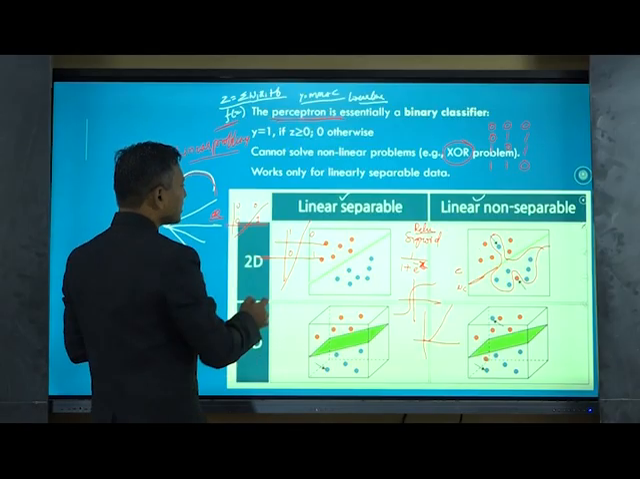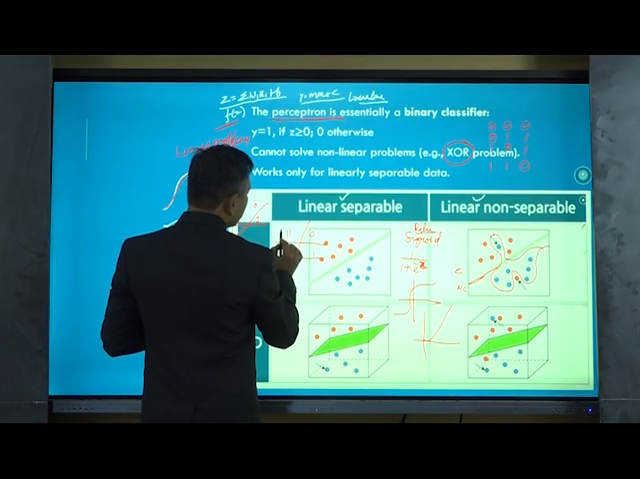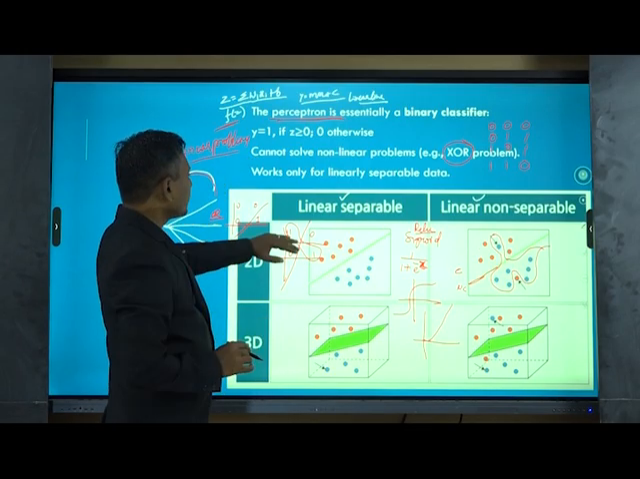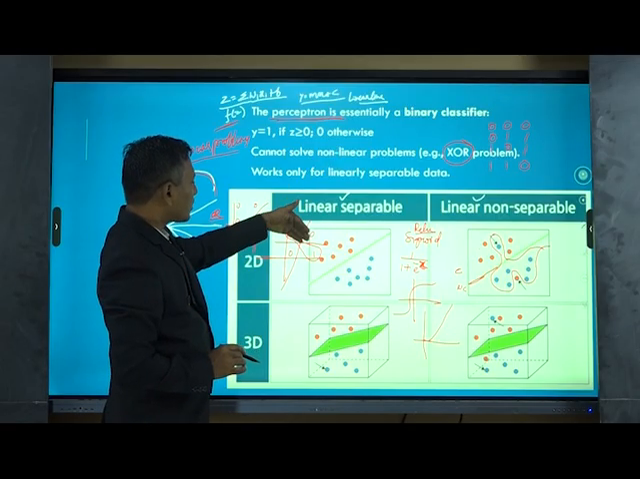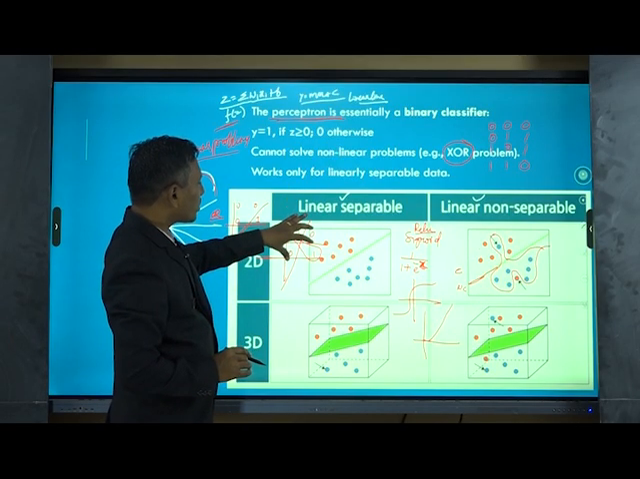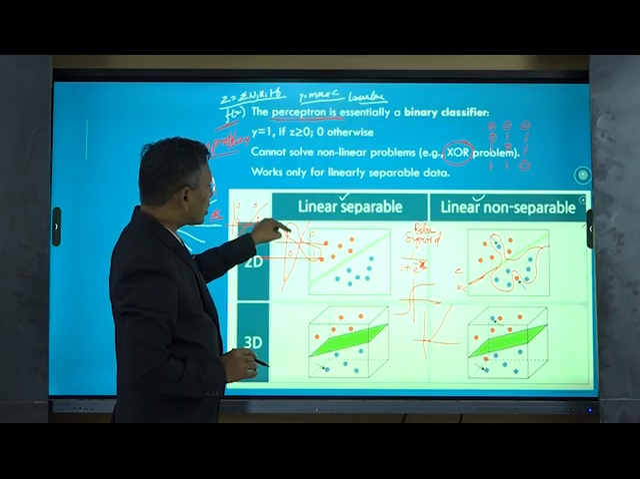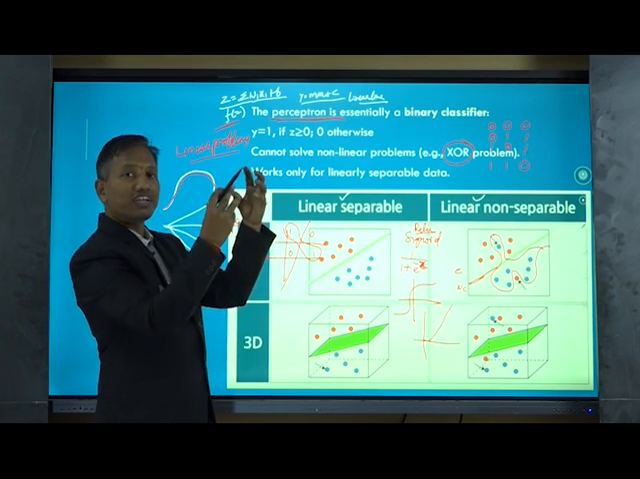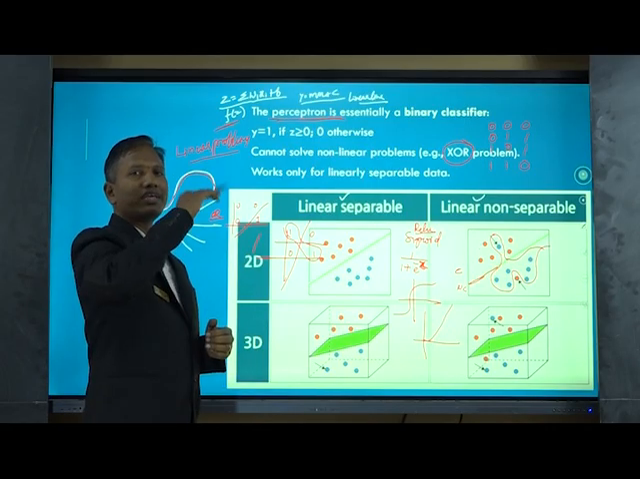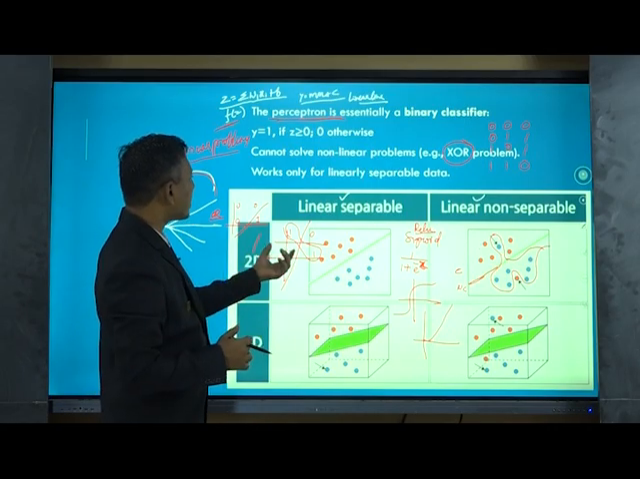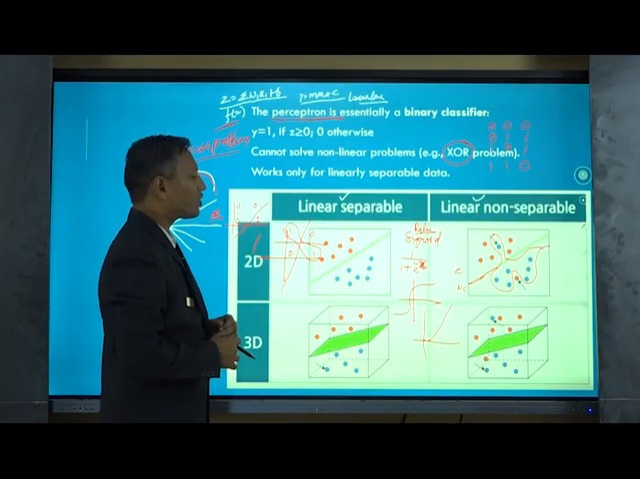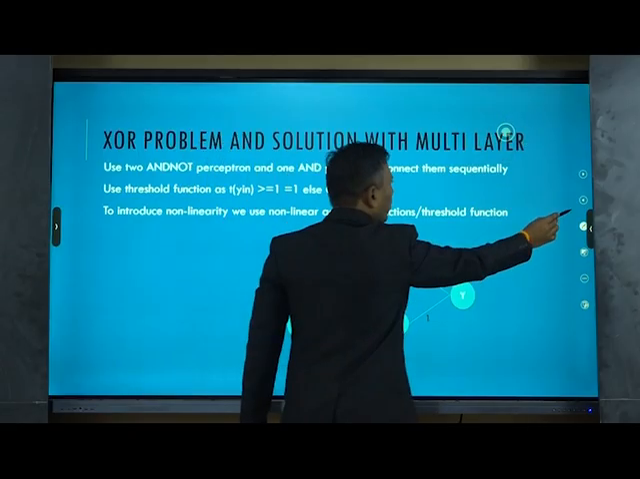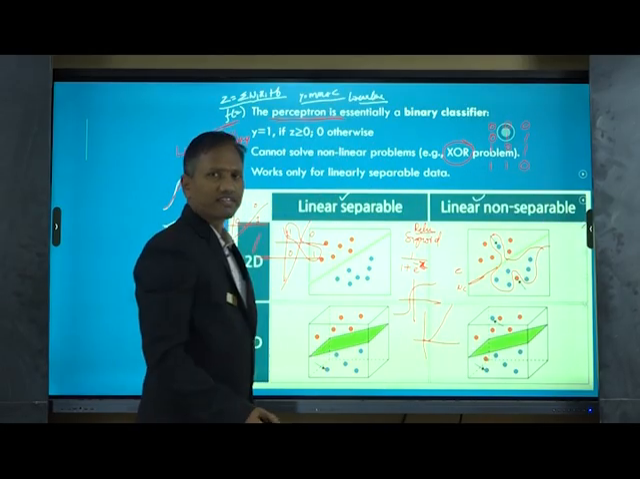So what I require is a line something like this, where beyond these lines are the 0 values and the region between these two lines is considered as 1. That kind of region I need to figure out with the help of curved lines. To achieve these curved lines we require these non-linear functions. So the solution for this XOR problem we will see in the next class. Thank you.